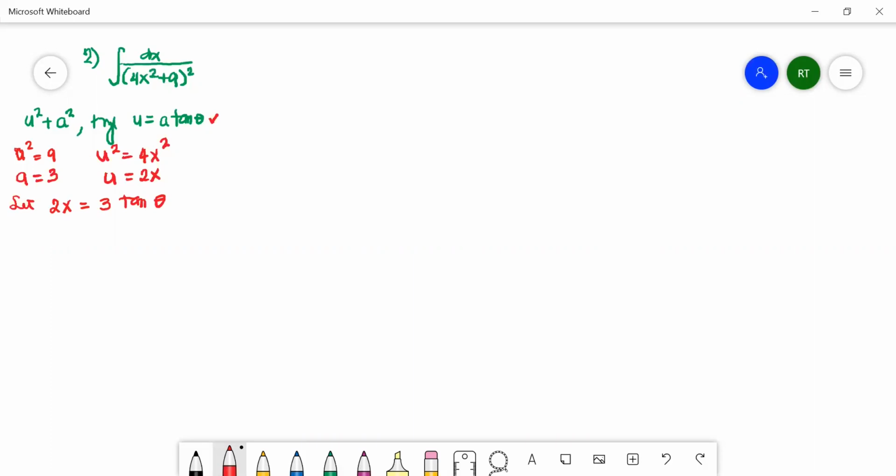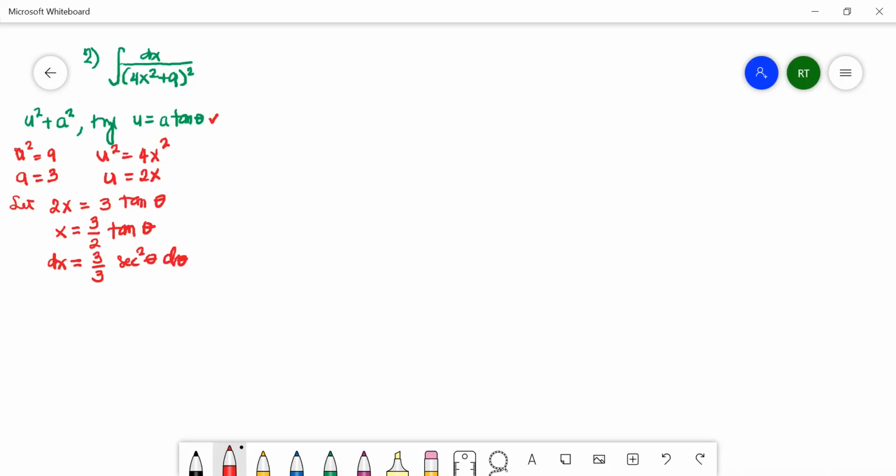We will need x squared and the differential of x. We can solve for x by dividing both sides of the equation by 2, which gives us x is equal to 3 over 2 tangent of theta. If we get the differential of both sides of the equation, then the differential of x is equal to the differential of 3 over 2 tangent of theta, which is 3 over 2 secant square of theta d theta.